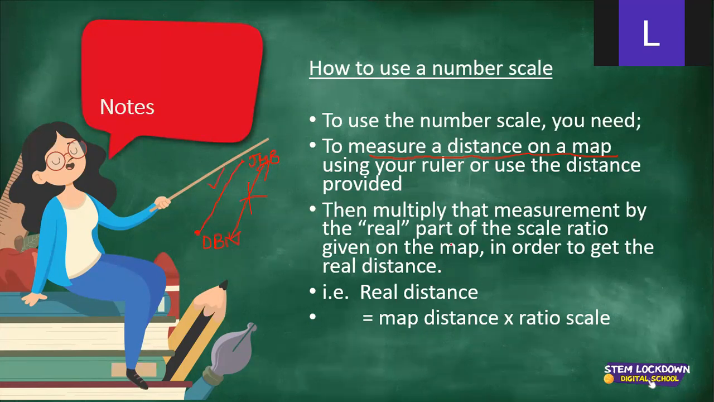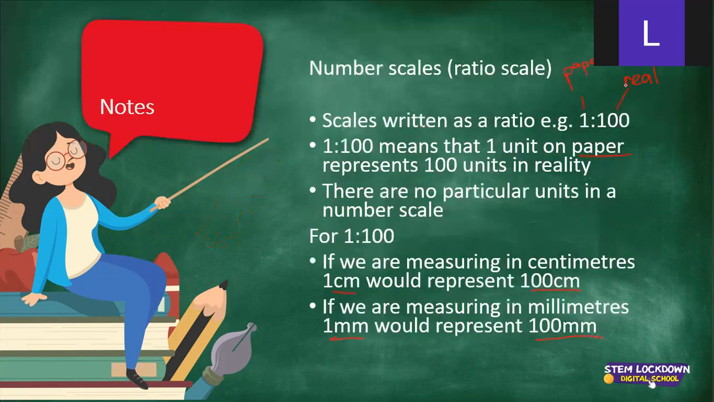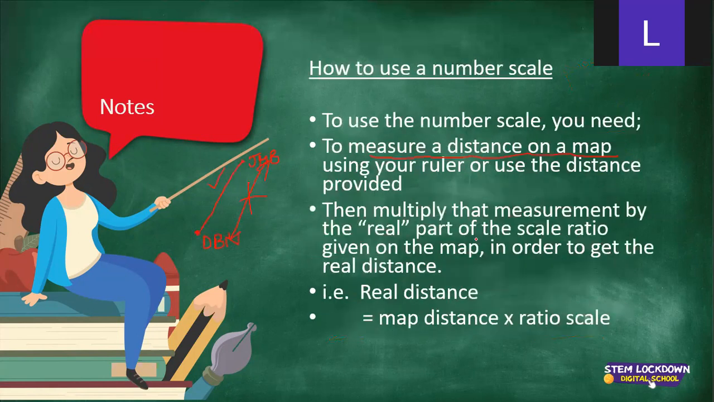Okay, now after doing that, you multiply that measurement by the real part of the scale. Remember, there's the paper distance and the real part. So the number on the right hand side of the colon, you multiply by that figure, in order to get the real distance. In other words, you can use this formula. Real distance is equal to map distance times scale, right? You need to know this formula off by heart.